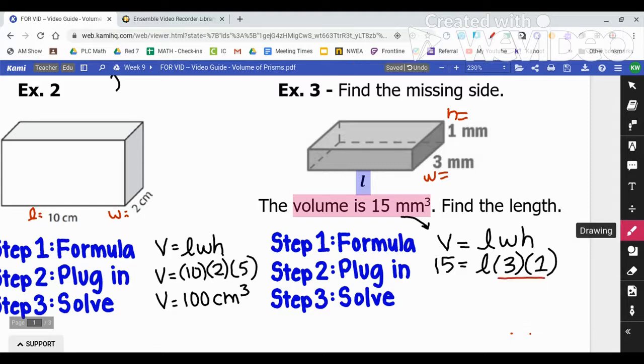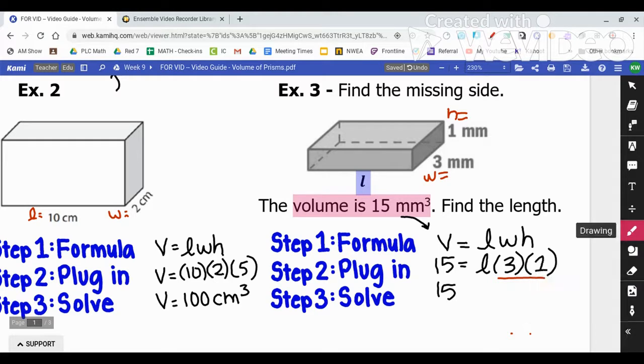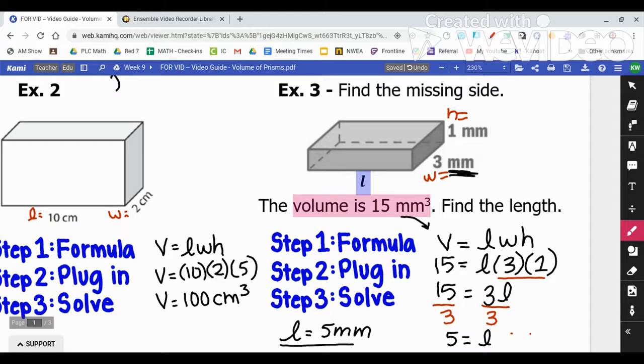So you're going to notice that the only variable I have left is for the length. The right-hand side of my equation can be simplified if I multiply 3 times 1. So I'm going to rewrite this as 15 equals 3 times L, or 3 times the length. Now I just have to divide both sides by 3, and then I've solved for the length. I figured out that the length of this rectangular prism is 5. Keep in mind that we just solved for length, so the unit should be just millimeters, not millimeters cubed.